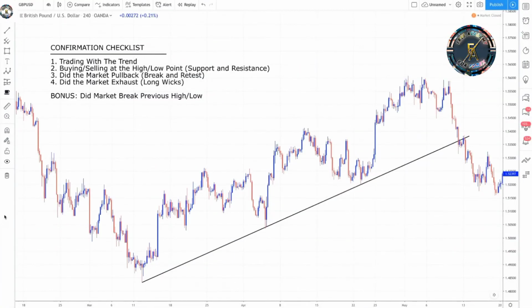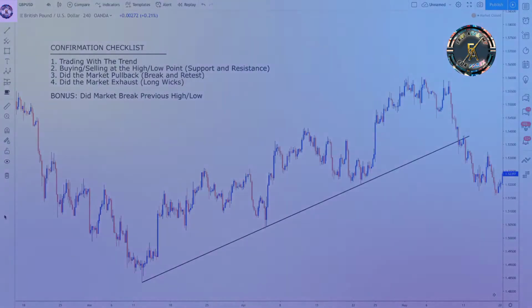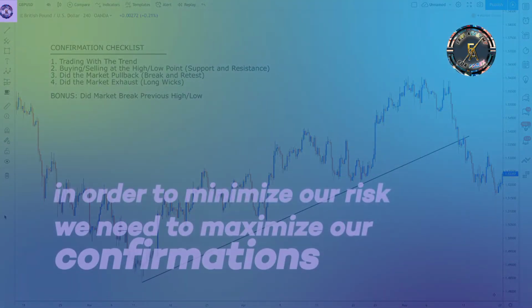In this video, we're going to be discussing your confirmation checklist. Your confirmation checklist is an absolute must-have criteria that needs to be met anytime you jump into a trade in the forex market. As we know, forex trading can be very risky. So in order to minimize our risk, we need to maximize our confirmations.